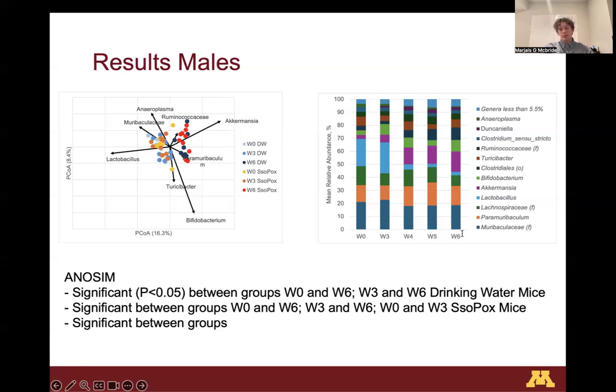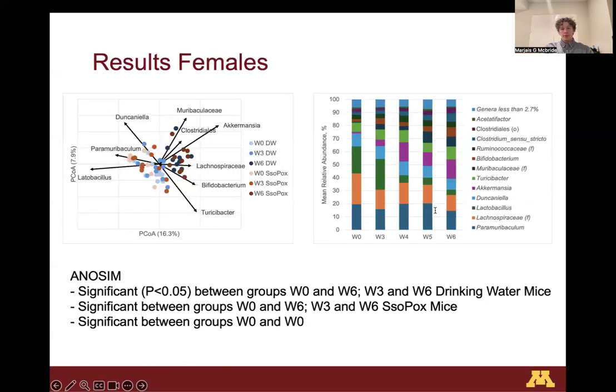Looking at the stacked bar chart on the right side, it compares the relative abundance of the 10 most abundant families over each week of the experiment. We can see that the relative abundances change as the experiment progresses, with some genera, such as Akkermansia, increasing as the experiment progresses and more DSS is added. And then other genera, such as Lactobacillus, appear to be decreasing as the DSS is added to the mice and the experiment progresses.